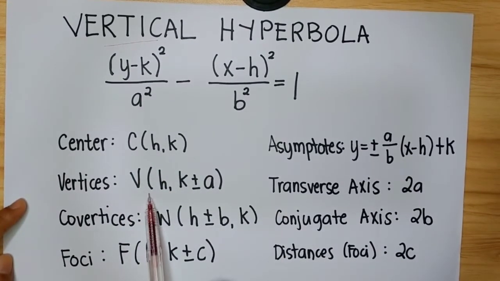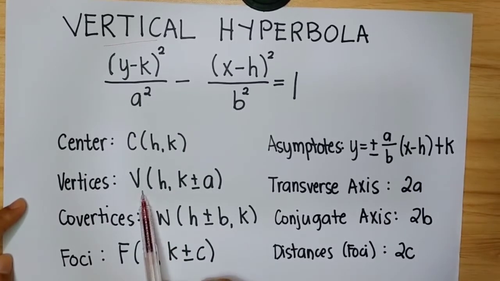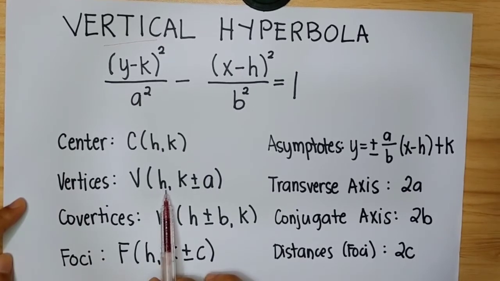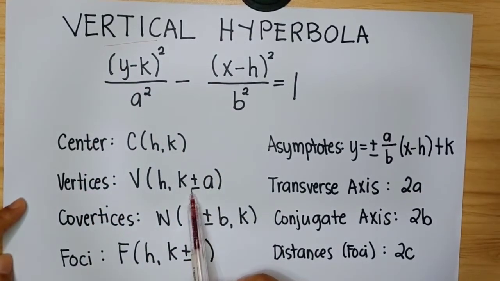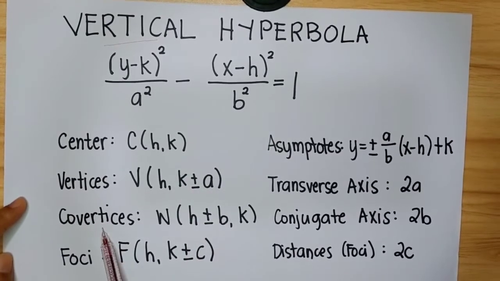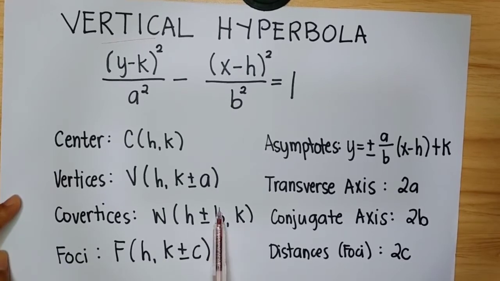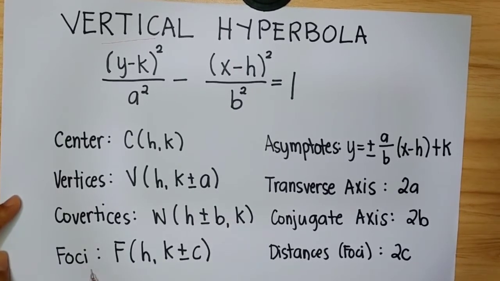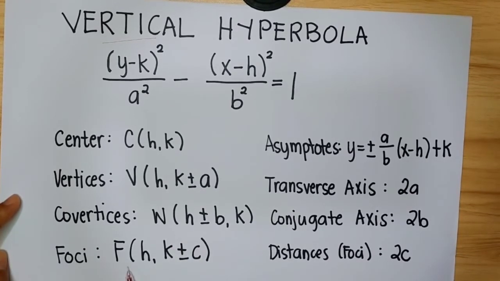Our vertices, denoted by V, are (h, k plus minus a). Since we are vertical, it is in k that we add a. For the co-vertices, we have W, that is the points (h plus minus b, k). And our foci, F, are (h, k plus minus c). So we have here our foci.